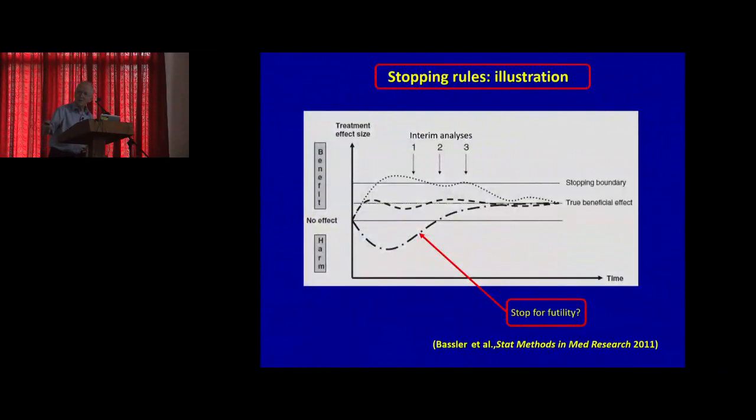You remember when we talked about stopping for benefit, it's because you've gone over a stopping boundary in the direction of benefit, and because you deliberately stopped at that selected point, you have what we call the random high. So you're going to overestimate the treatment benefit. Remember that? And that was the concern there, that if you stop for benefit, it's going to look good, but it's probably going to be an overestimate of the truth.